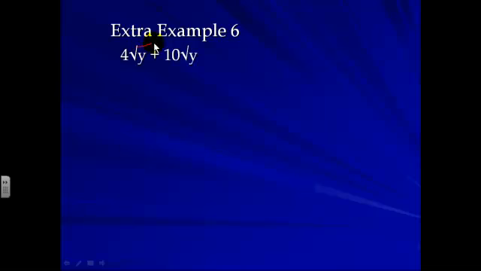Alright, let's try this one. We have 4y plus 10 square roots of y. Well, these are like terms, so I can add those. So that gives me 14 square roots of y.